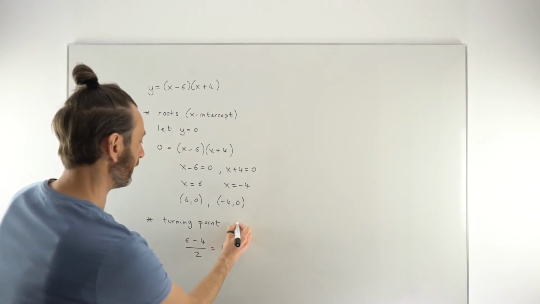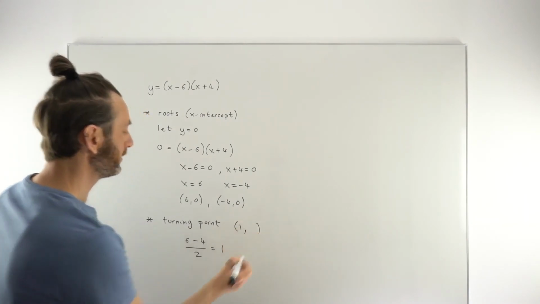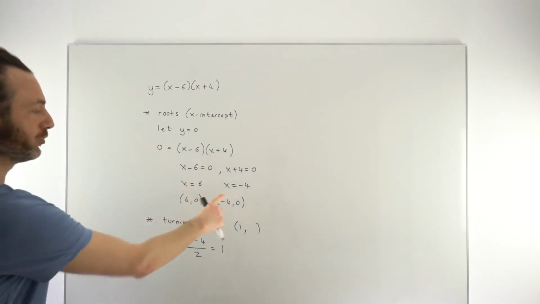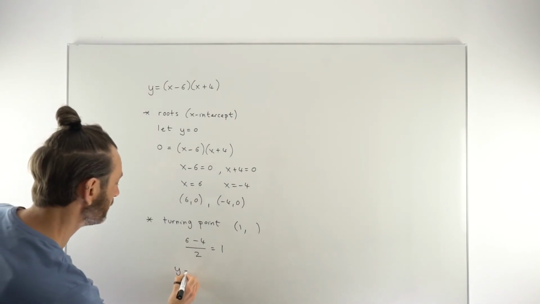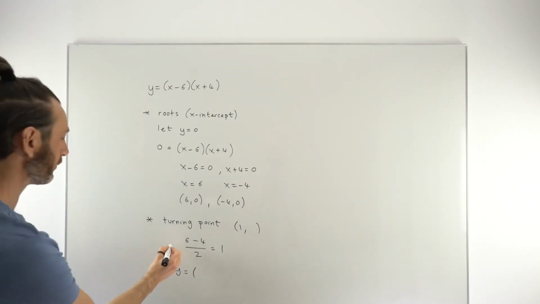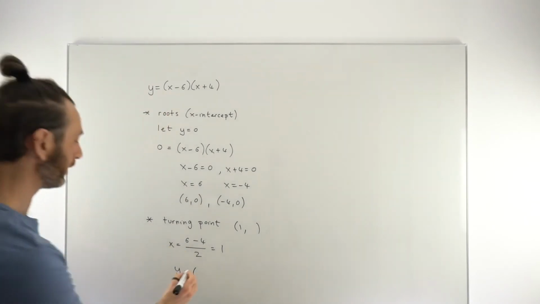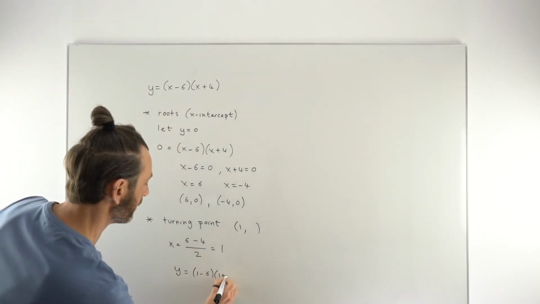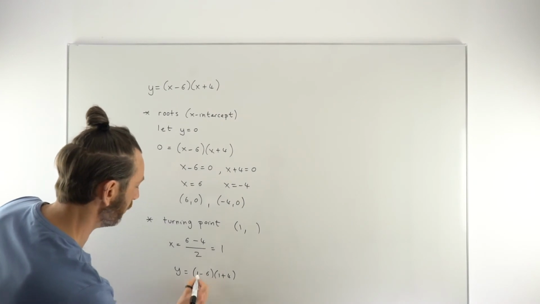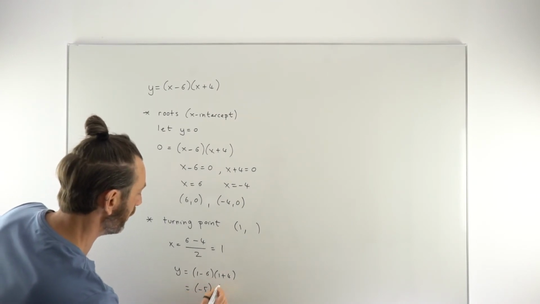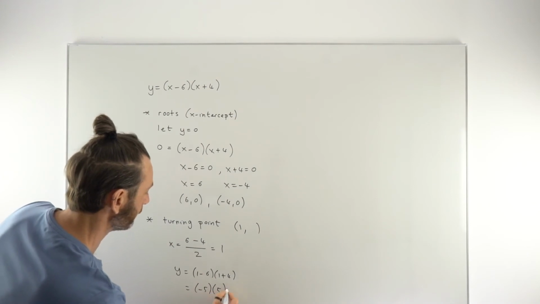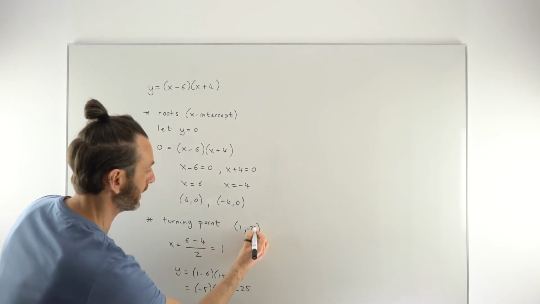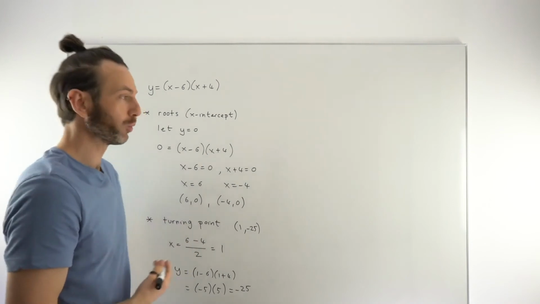So the turning point is going to have an x-coordinate of 1, but we still need to find the y-coordinate. We're going to find the y-coordinate in the same kind of way that we found these root points, by substituting into the equation. So we're substituting a value of 1 in for x, remember. So x is 1, so we get 1 minus 6 in the first bracket, and then 1 plus 4 in the second bracket. And just go ahead and compute these. So 1 minus 6 is negative 5, 1 plus 4 is positive 5, negative 5 times positive 5 is negative 25. So that tells us the y-coordinate is negative 25. So not easy, quite a lot of working in this question.